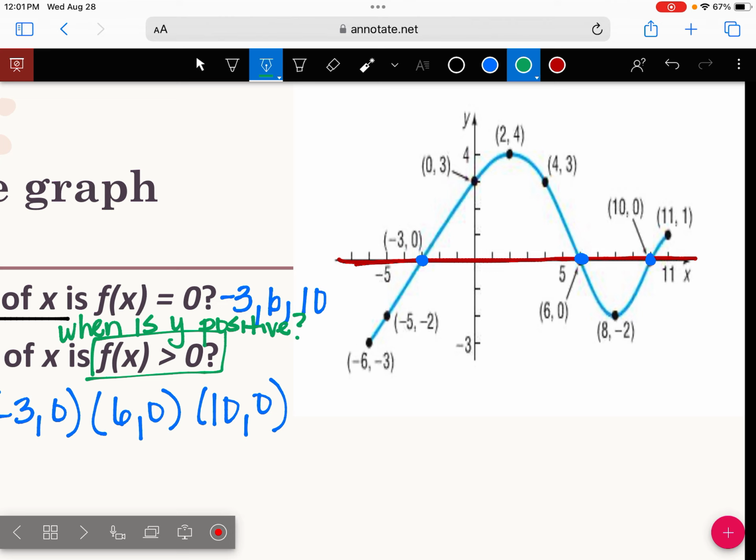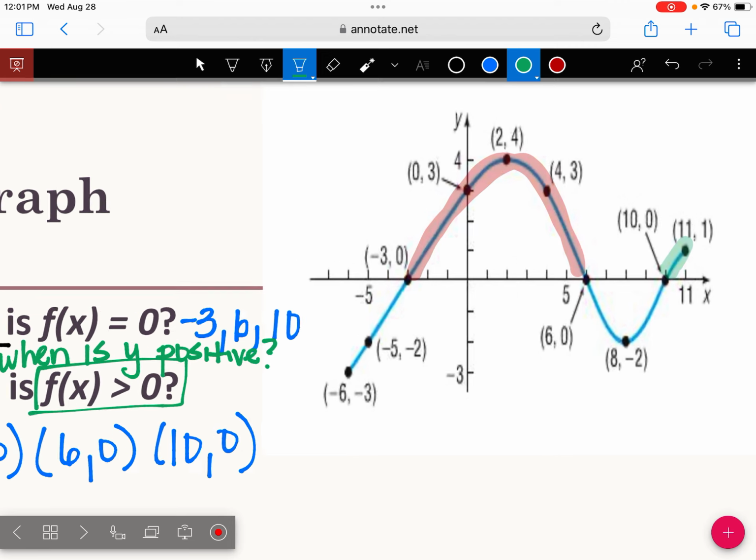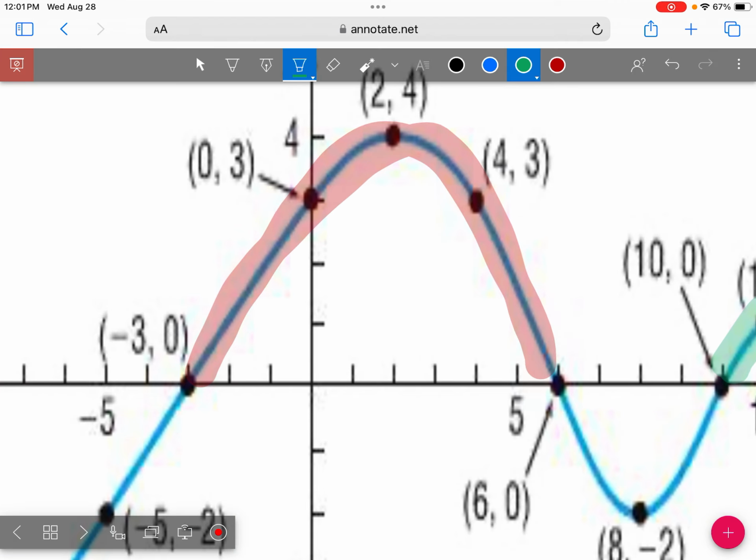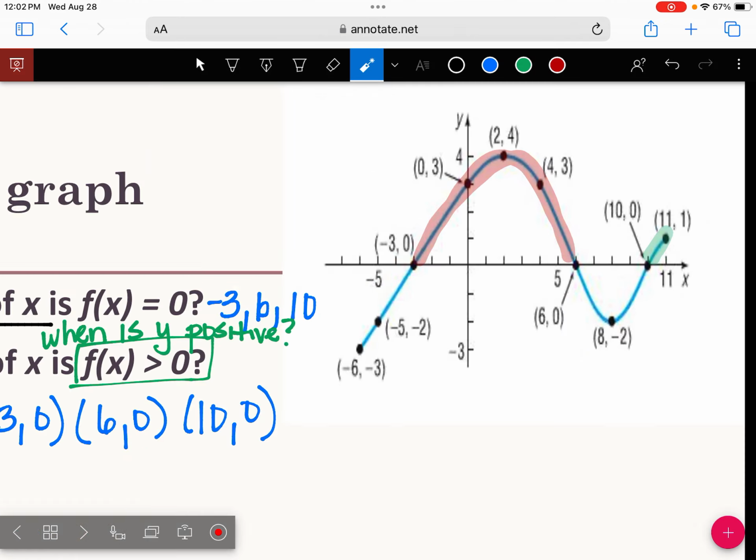So when I'm looking at it, it's positive twice. I'm going to go ahead and highlight. It's positive from here to here. That's positive. And it's also positive right here. So we have to write that as an interval. So it's positive between x is -3 and here. What does x equal right here? So from -3 to 6 is positive.